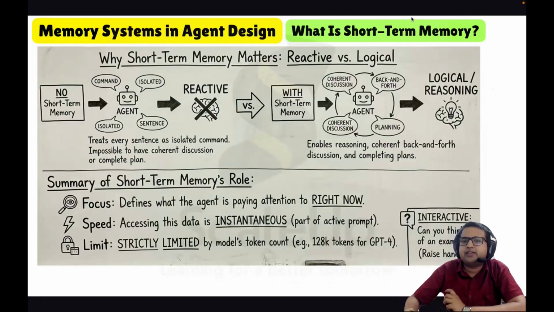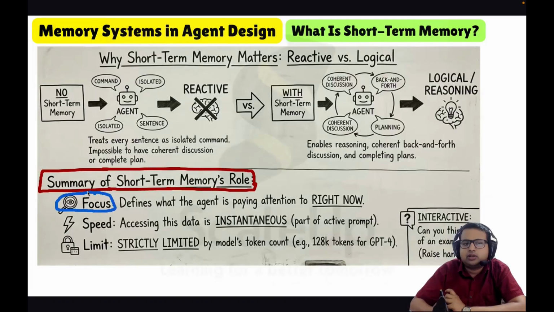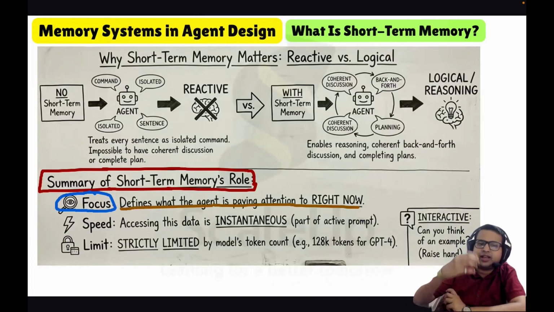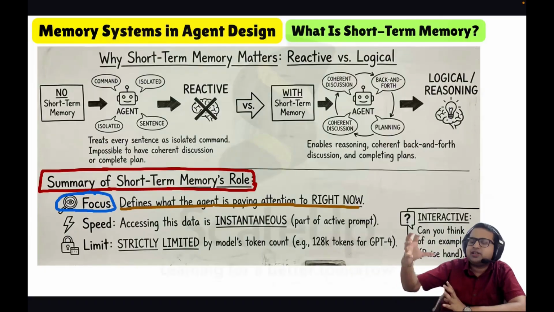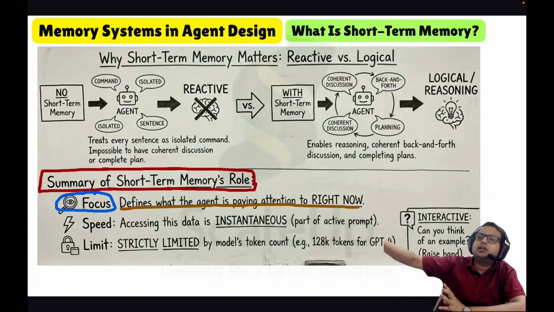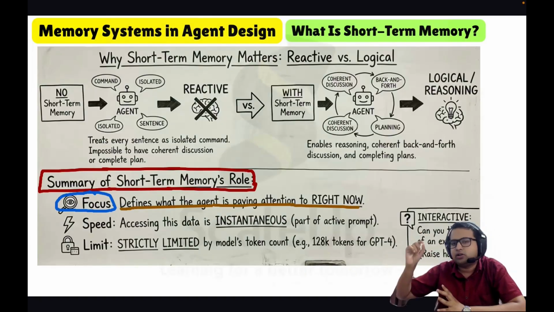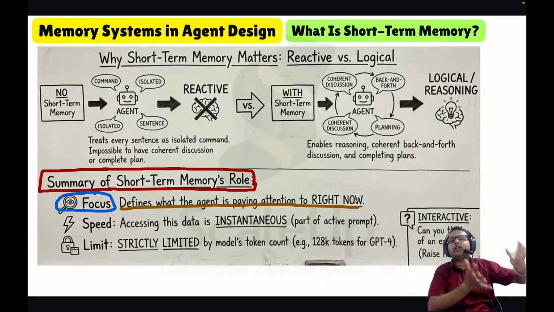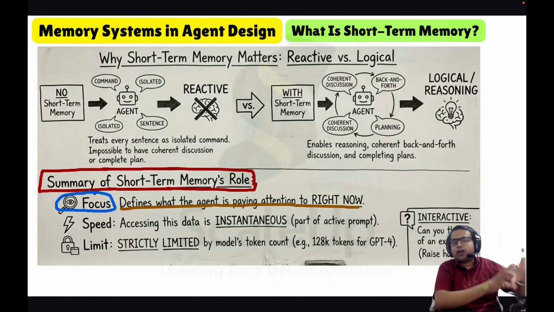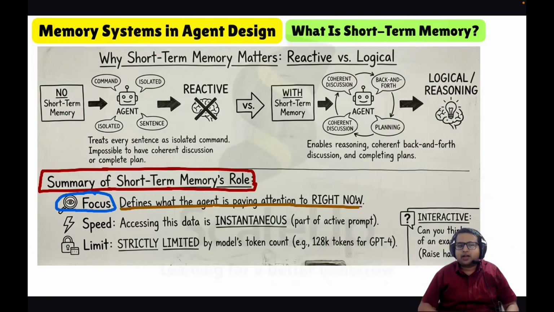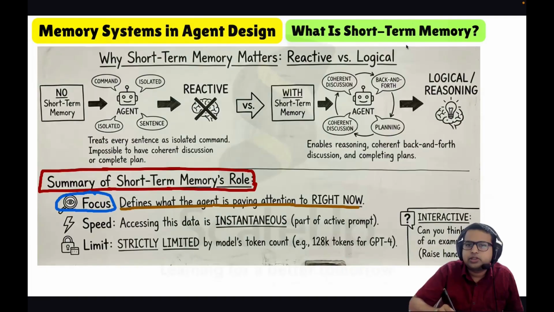So if we just summarize short-term memory's role in agentic AI systems, short-term memory acts like a focus. Short-term memory defines what the agent is paying attention to right now, because short-term memory is the active context window. Whatever is there in that context window is considered by the large language model. So the context window is like a focus, because whatever is there in it will be considered by the large language model.